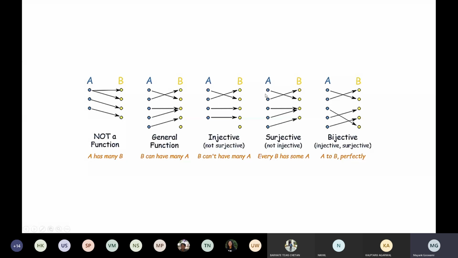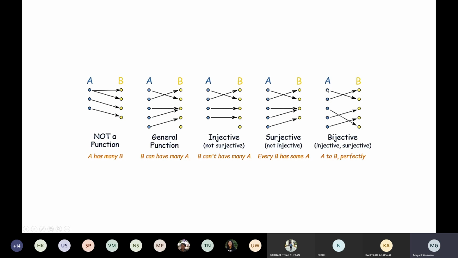And in the fourth, we have 5 elements in A and 4 elements in B. Here each element of A is mapped to an element of B, so there is no element left over. So this is an example of a surjective function, but the third and fourth elements of A are mapped to a single element of B. So 2 elements of A have mapped to a single element of B, and this is not an example of an injective function.